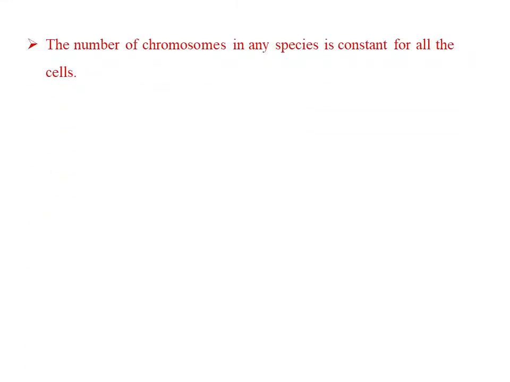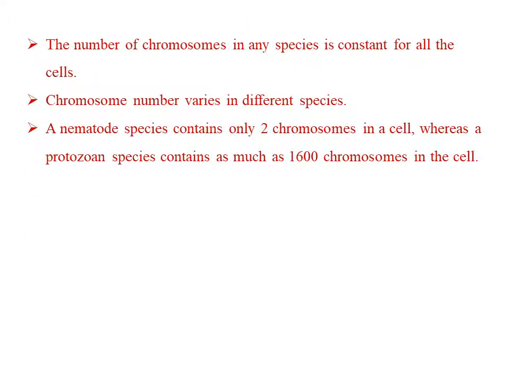The number of chromosomes in any species is constant for all the cells. The chromosome number varies in different species. For example, a nematode species contains only 2 chromosomes in a cell, whereas a protozoan species contains as many as 1600 chromosomes in the cell.